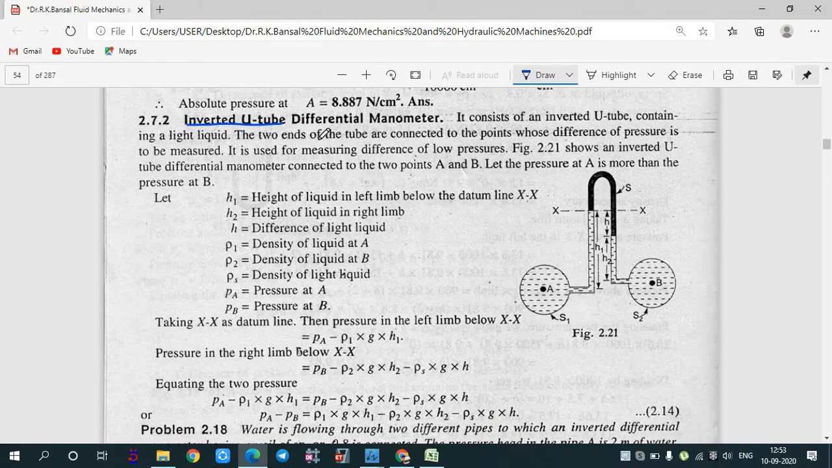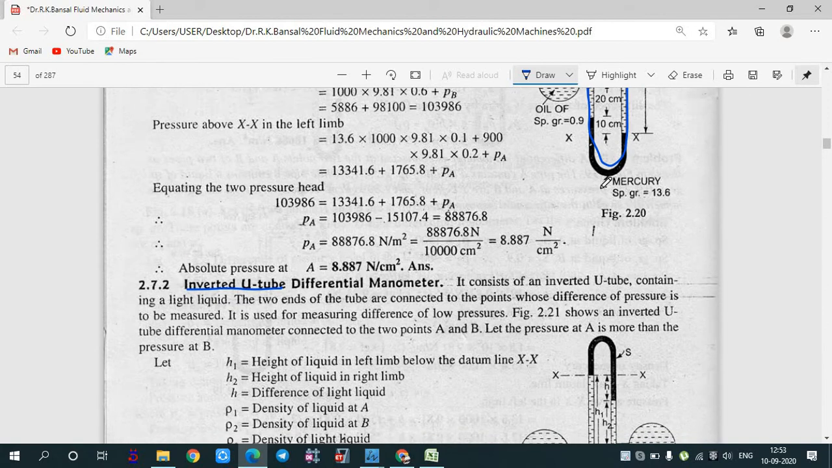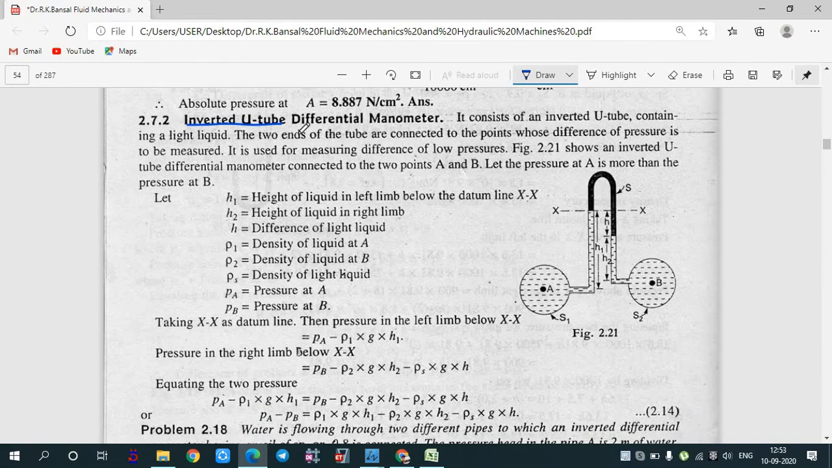It is also used for measuring the pressure difference between two pipes. In the differential manometer we always use a heavier liquid, but in the inverted U-tube manometer we will have to use a lighter liquid. So instead of mercury we will use some other light liquid. That can be oil, it can be water, or any other liquid which has a lower specific gravity.